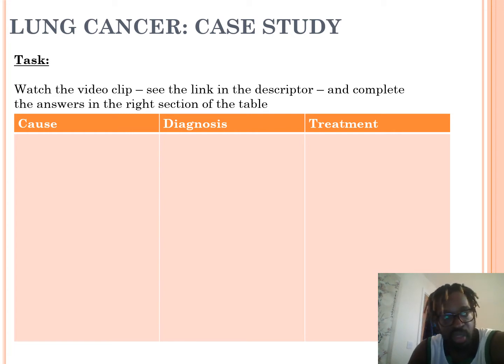So draw the table in your book, or if you're doing a Word document, create a table and just give me the examples of what were the causes of it, how did they diagnose it, and how did they treat it.